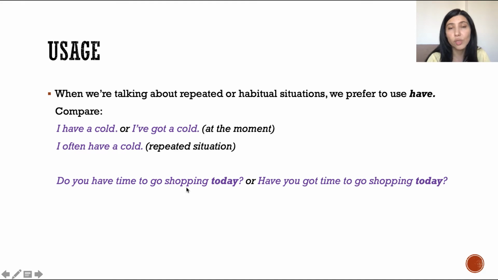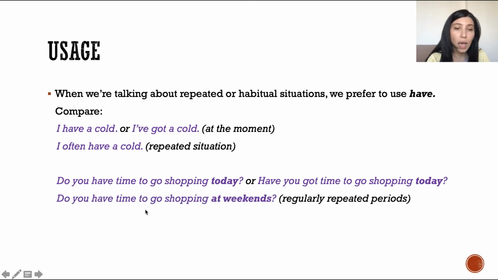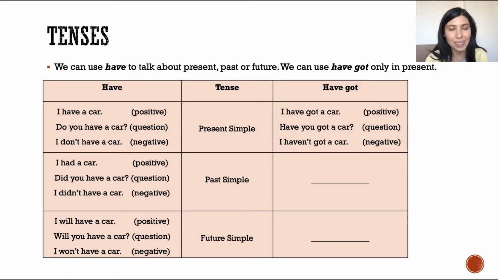Do you have time to go shopping today? Or have you got time to go shopping today? Both questions ask about today. It's not a habitual situation, it is only about today. But if we say, do you have time to go shopping at weekends? At weekends, it's a regularly repeated period of time, which is why we say, do you have time, not have you got time. Let's talk about tenses.